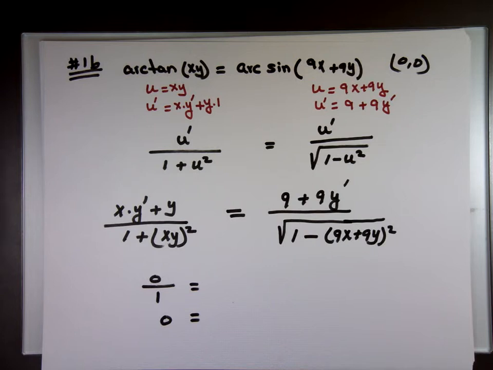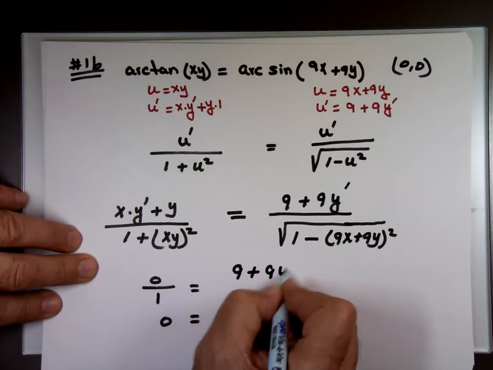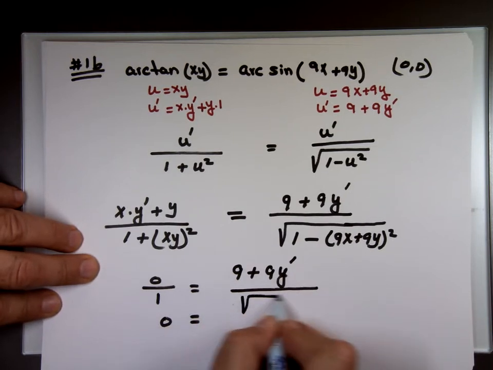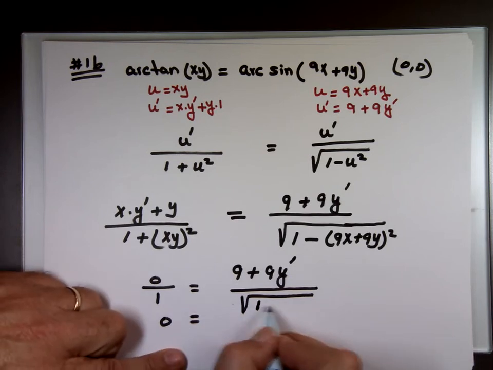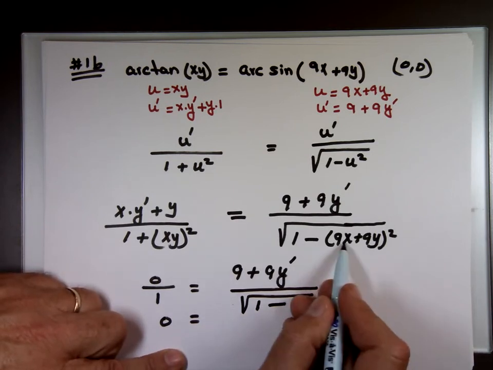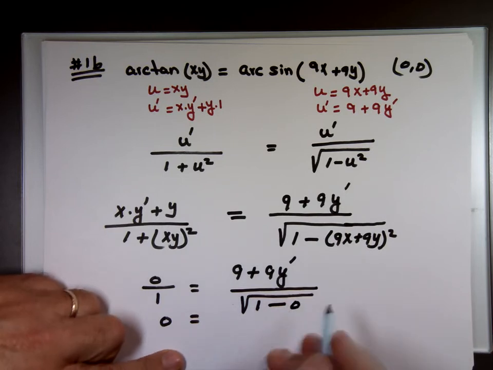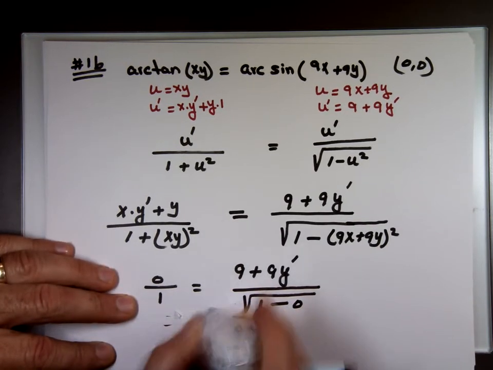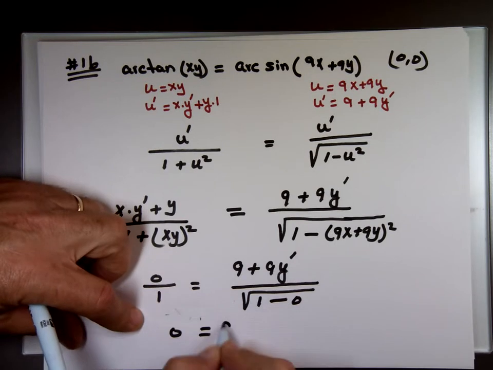The other one is going to be 9 plus 9y prime over the square root of 1 minus, what's that number here? That's 0, right? So what do we have here? 0 equals 9 plus 9y prime. Can you solve that now?